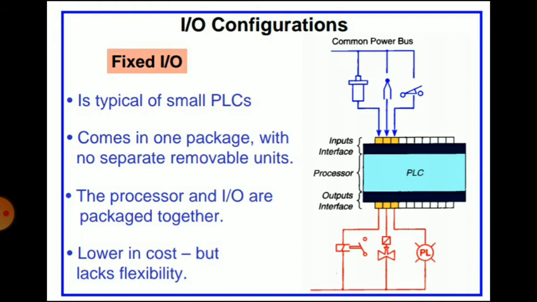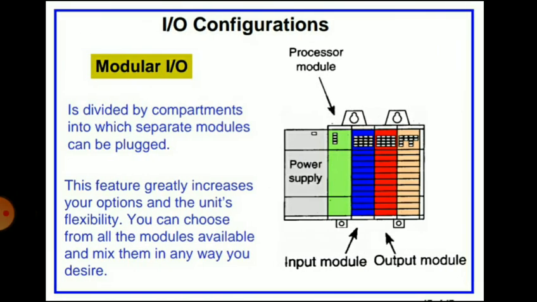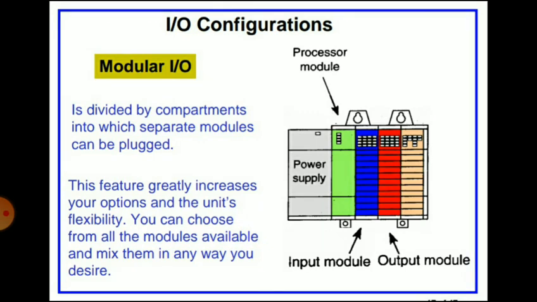So you can see there is a fixed input output. It is typical of small PLCs, comes in one package with no separate removable units. The processor and input output are packaged together and lower in cost but lack flexibility. That is for the fixed input output model. The modular input output, that is the second type, where input output units are packed together.